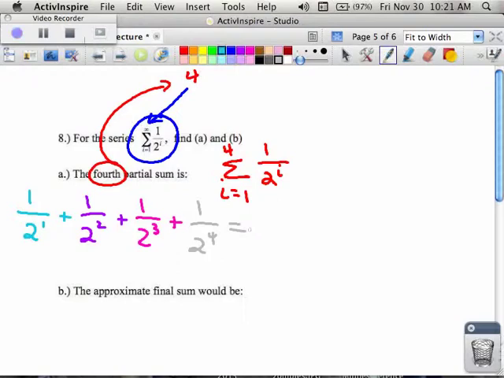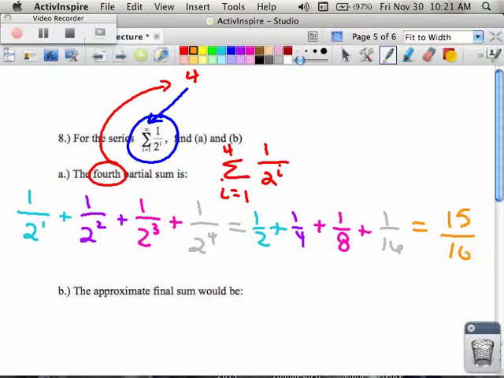So what I would see is that I have 1/2 plus 1/4 plus 1/8 plus 1/16. And if I put those all together, I think I get 15/16. Somebody can check my math on that. And that would be the fourth partial sum, or in other words, add up the first 4 things.